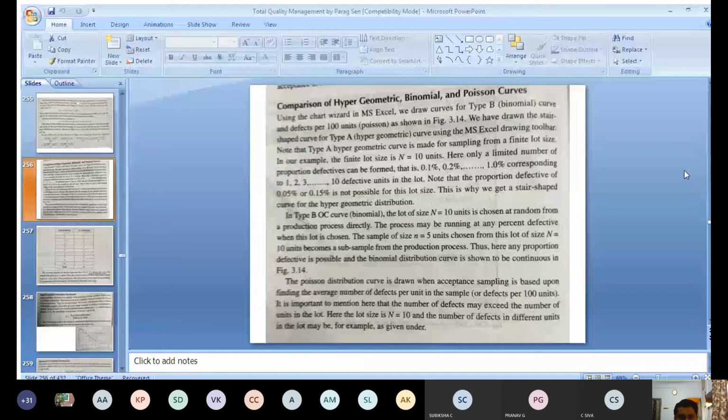Now think about the Poisson distribution type C curve. It is drawn when acceptance sampling is based upon finding the average number of defects per unit in the sample, or defects per 100 units. It is important to mention that the number of defects may exceed the number of units in the lot. That is quite obvious because one item can have more than one defect. Here the lot size capital N is equal to 10 and the number of defects in the different units in the lot may be, for example, as given.